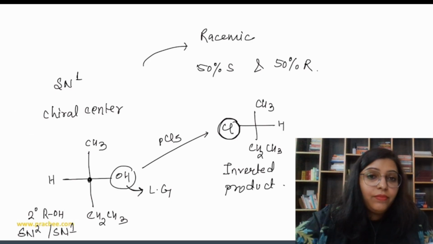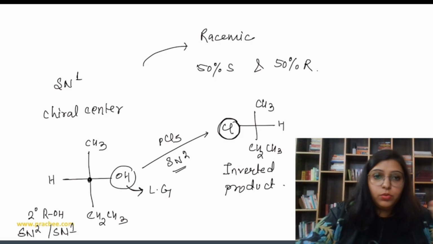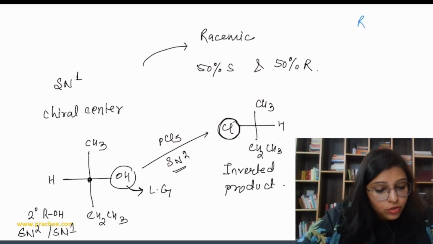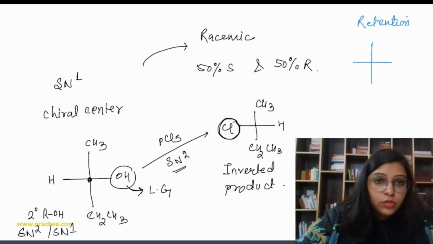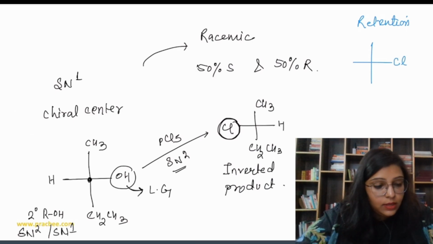And if I want to have, like in PCl5, SN2 reaction is going to happen. But in case of retention product, the retention product is going to be like this. If OH is on the right hand side, then the nucleophile is going to be on the right hand side. Understood? So that's the part of retention product.